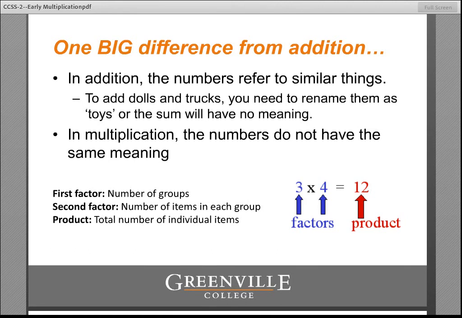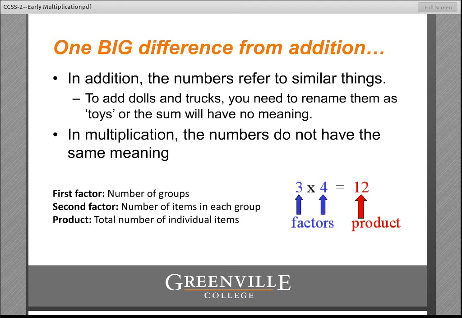In multiplication, it is no longer true that each of the numbers stands for the same or similar kind of thing. So each of the numbers has a distinctive meaning. The multiplication sign, which we sometimes read as times, can also be read as groups of. So this equation could be read in words as 3 groups of 4 is 12. Notice that the 3 is actually referring to the number of groups. The 4 is representing the number inside each group, and the 12 refers to the total number.